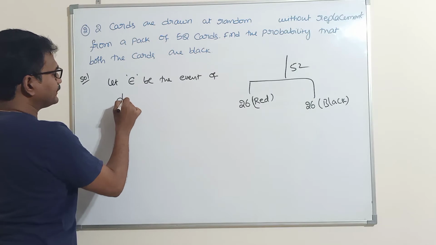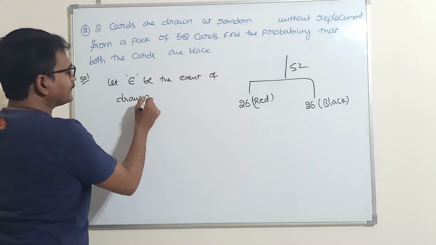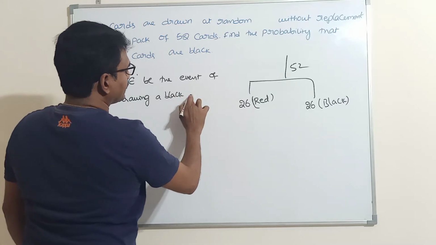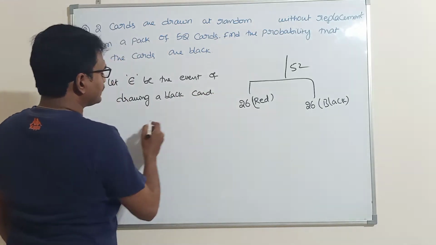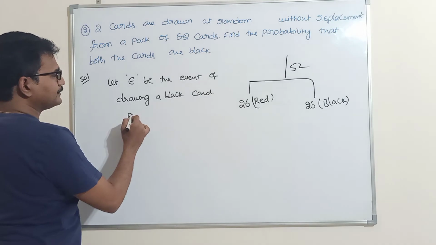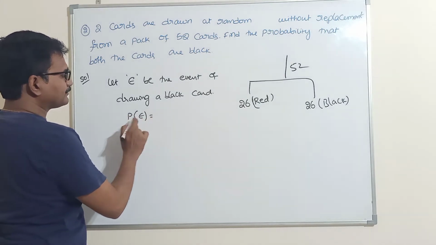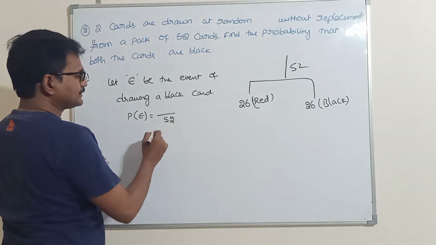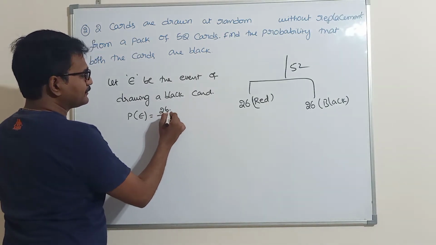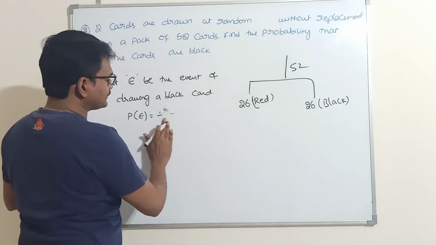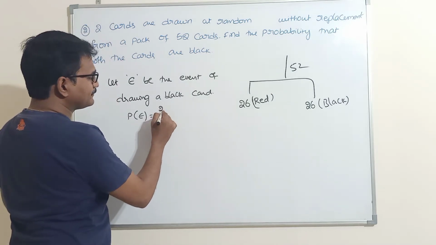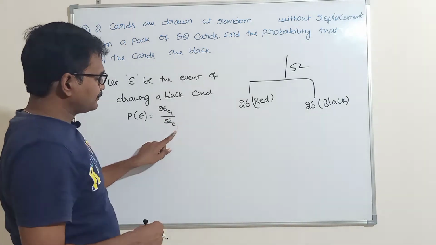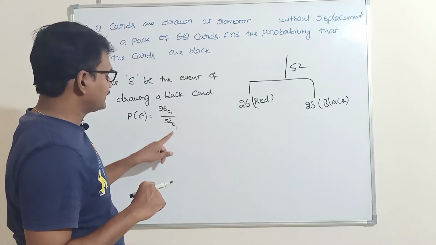drawing a black card. Event of drawing a black card. Therefore, P of E, probability of drawing a black card out of 52 cards. So how many cards are you drawing? One card. So this is 26C1 by 52C1, because out of 52 cards you are drawing one black card. So that's why it is 52C1.